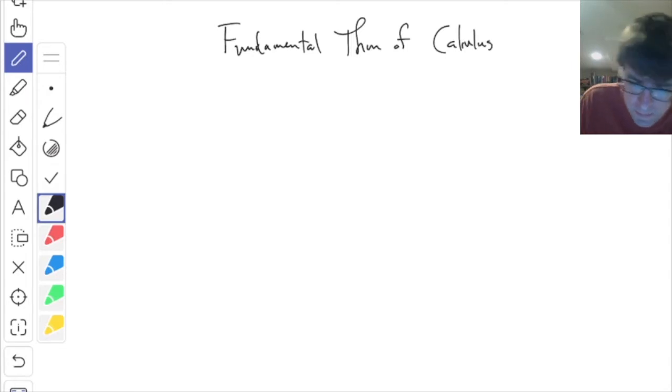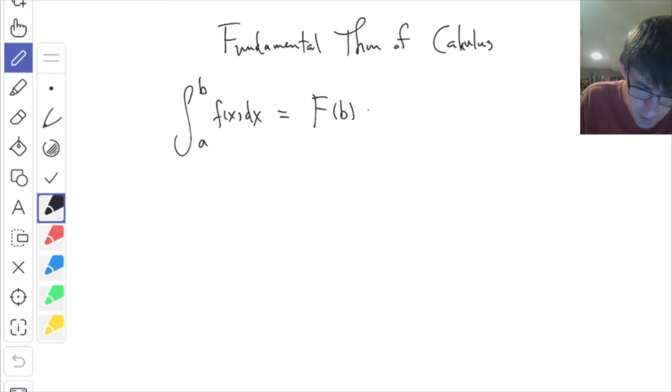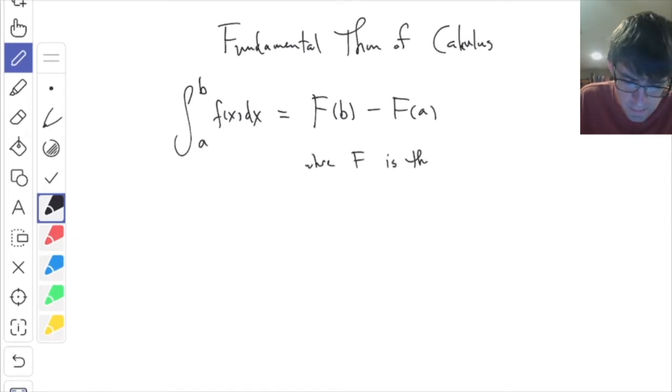The fundamental theorem of calculus tells you how to find the true value of the definite integral. This is what it says. The integral from a to b, f of x dx, is this. I'll write it first and then I'll explain. F of b minus F of a, where big F is the antiderivative of the little f.